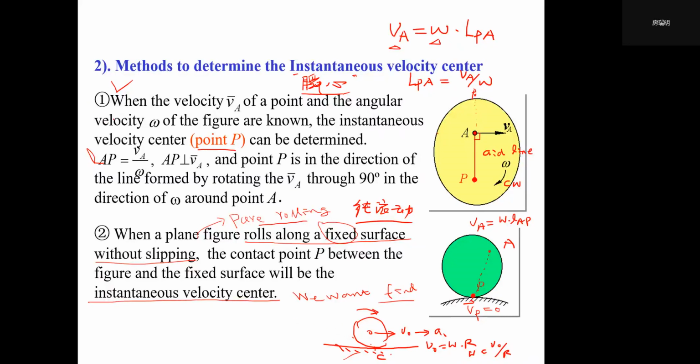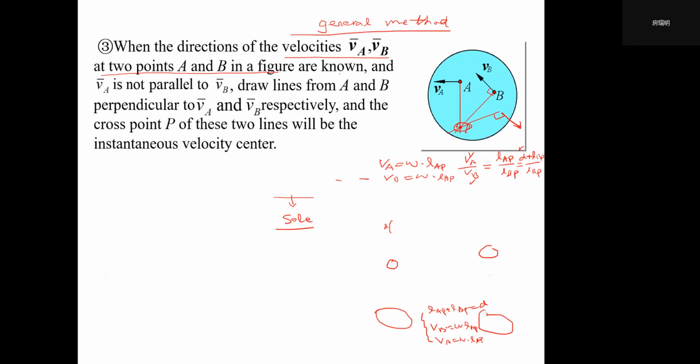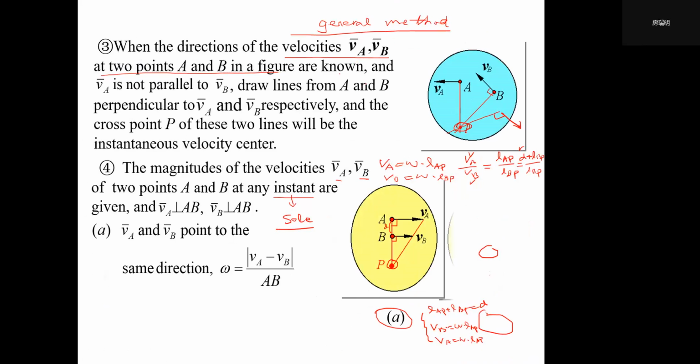So here we are talking about two situations that tell us how to determine the instantaneous velocity center. For some generalized situations, we only need to draw some added lines, right? So let's see here. Let's say this is another plane figure, and we know any two points A and B. That means we know the direction of VA and the direction of VB, and also the magnitudes of VA and VB.